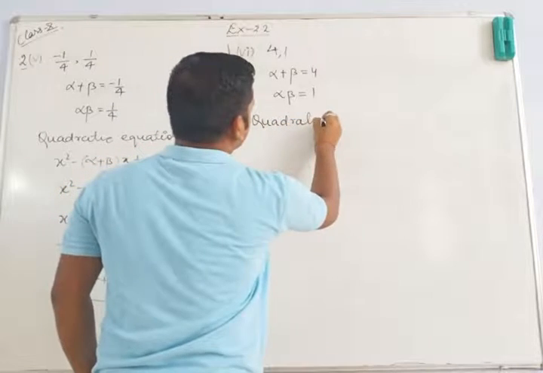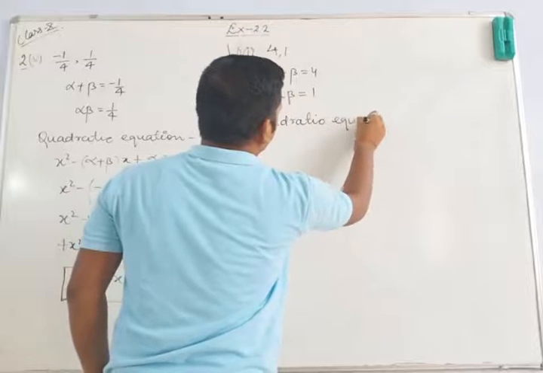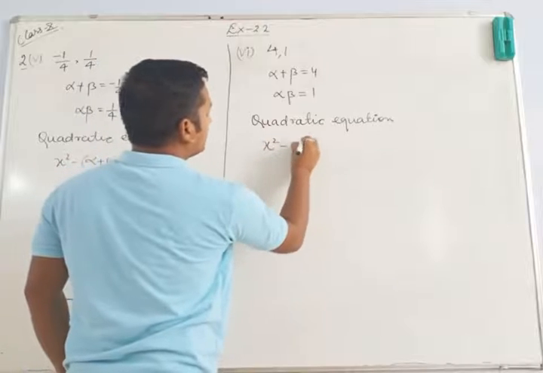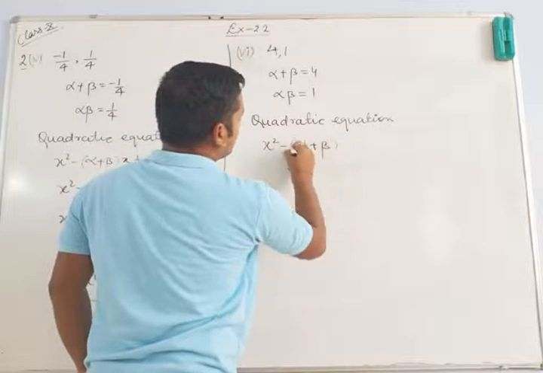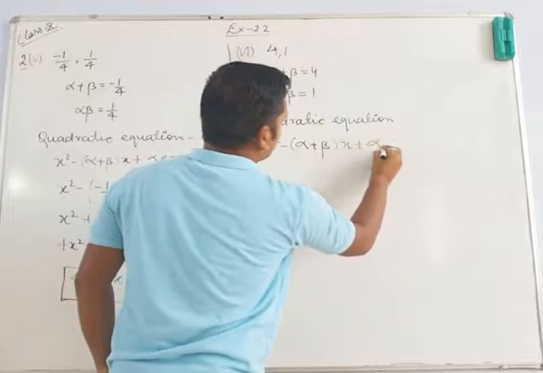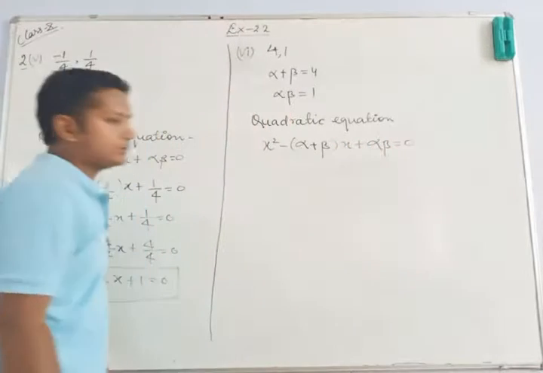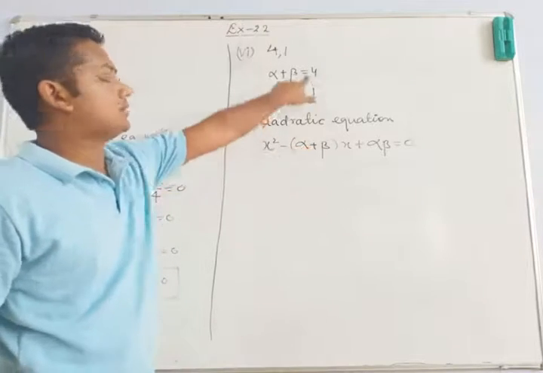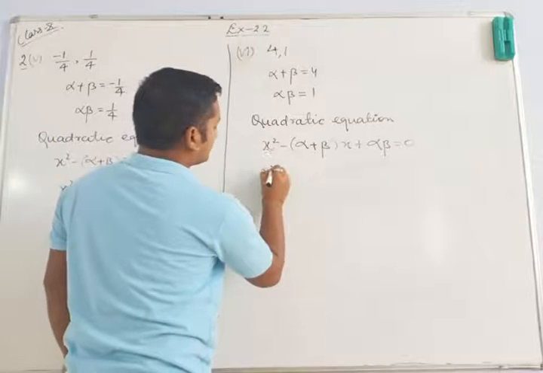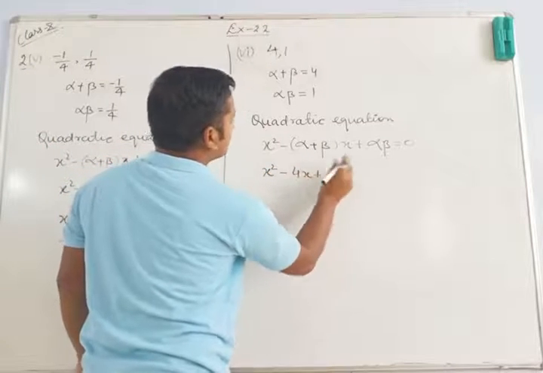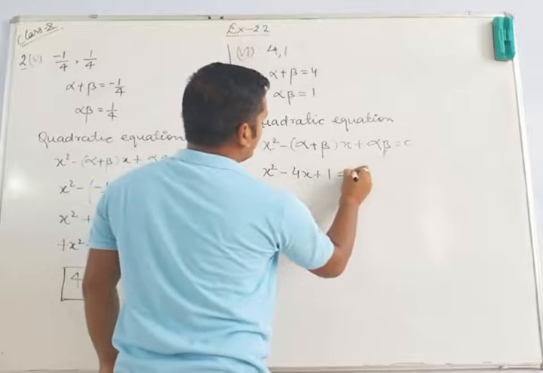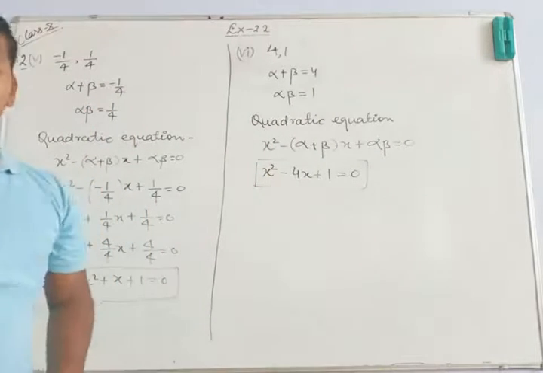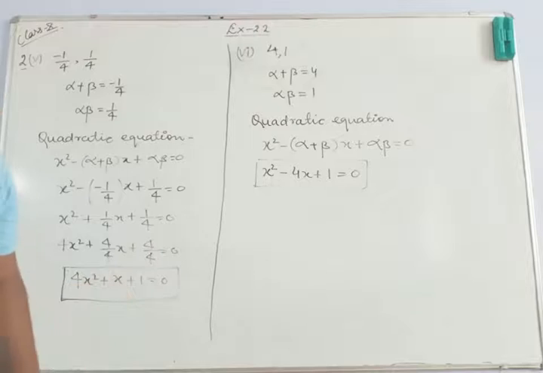Quadratic equation: x square minus alpha plus beta x plus alpha beta equals to 0. Now sum of zeros is what? 4. So we will be putting instead of this alpha plus beta 4. Now it will become what? x square minus 4x plus alpha beta is what? 1. So this is the required quadratic equation, and it is the end of the second exercise.